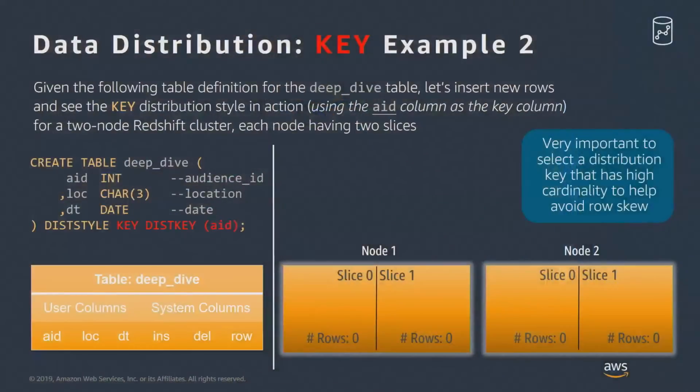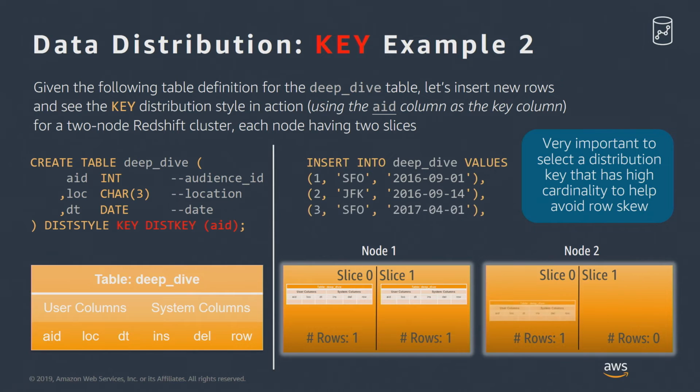With the same example, if you choose the audience ID as the distribution column, because you have a different audience ID for all the records, you can see the data is stored in different slices. So what is the takeaway from here? If you define the right distribution key, you can see an even distribution across all the slices, and you will see good performance when you do joins with other tables.